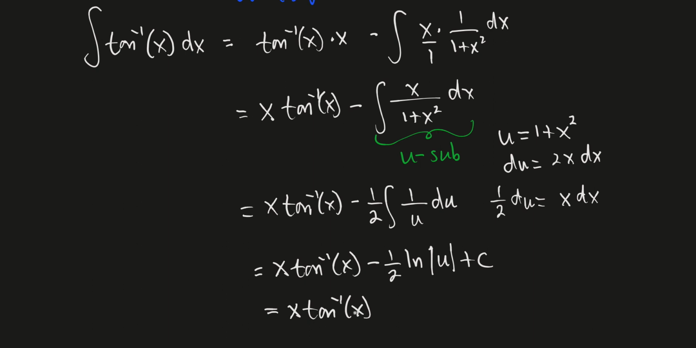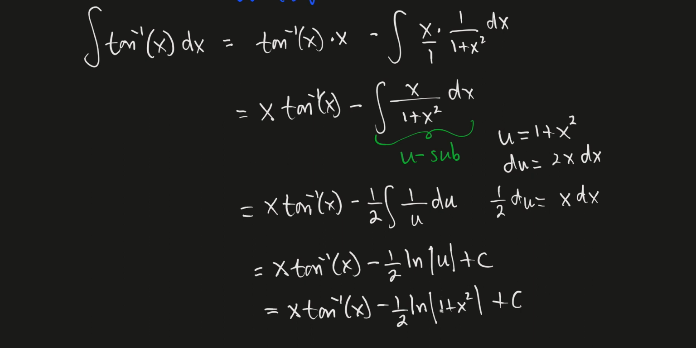So we have x arctangent of x, and then minus 1/2, and then I replace this u with this u. Not the u for the integration by parts, but the u for the u sub, right? So it's the ln of the absolute value of 1 plus x squared plus c. Now, 1 plus x squared for every real number x is always positive. So because the inner part here is always positive, the absolute value will not have an effect on it.